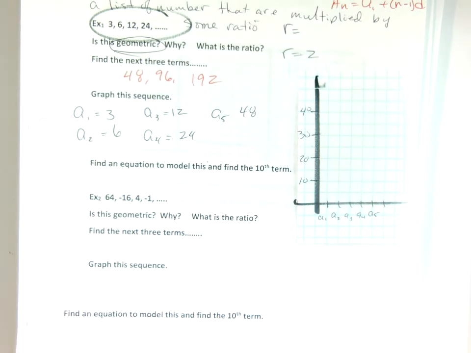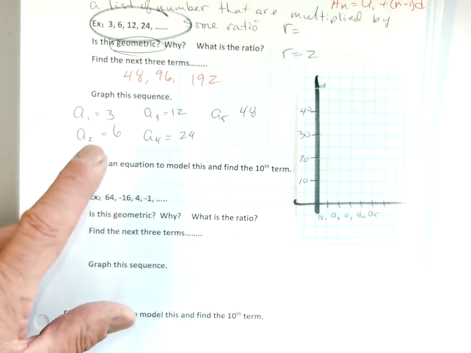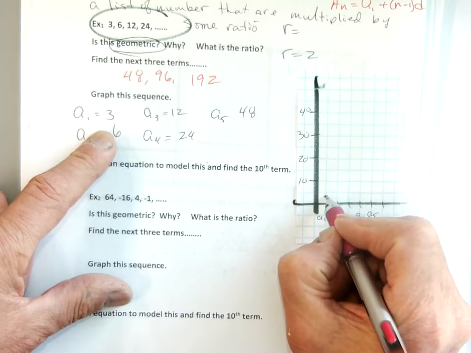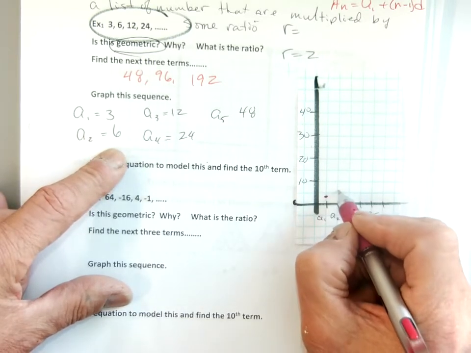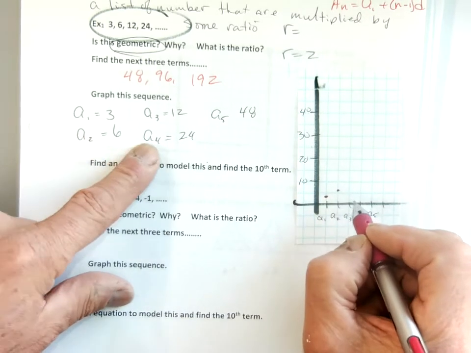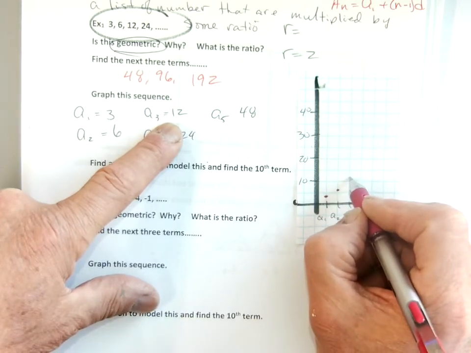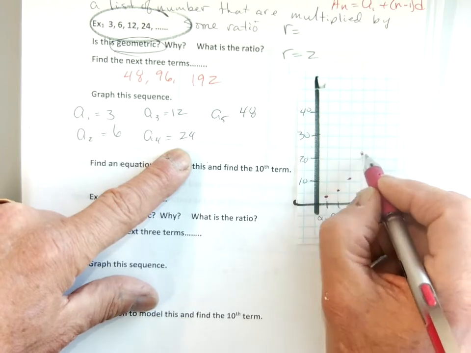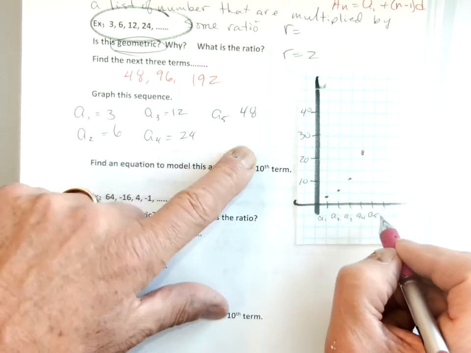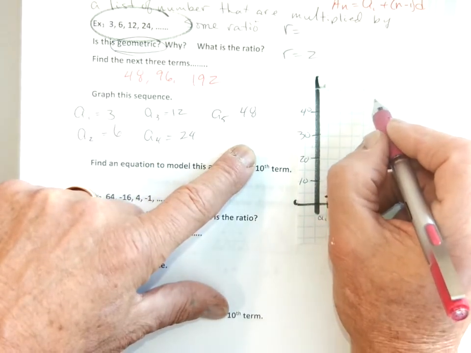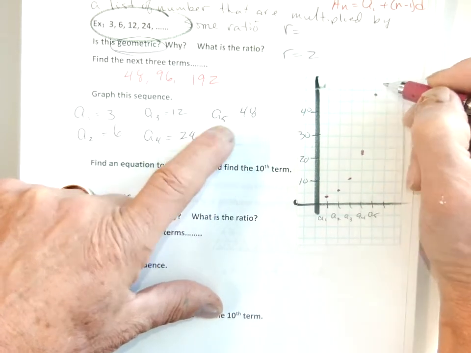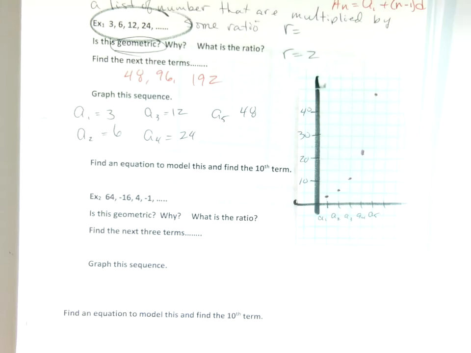So I'm going to go ahead and go A1, which is 3. I'm going to guesstimate 3 to be about there. 6, 12, 24, just guesstimating, and 48. 48, okay. Okay, what does it look like?